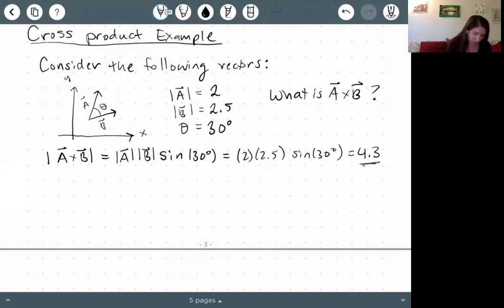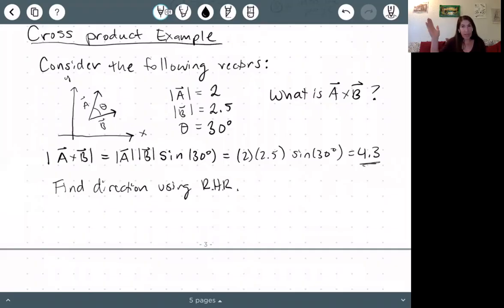Now we need the direction. We want to find the direction using the right-hand rule, which I'll abbreviate as RHR. We take our right hand, not our left hand, and put our fingers up against our paper, pointing our fingers along the direction of the first vector. The first vector is A, right? I'm computing A cross B, not B cross A. For A cross B, A comes first. So I put my fingers along A, and now I want to curl them towards B.